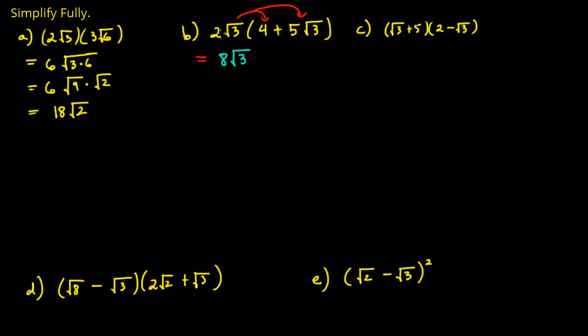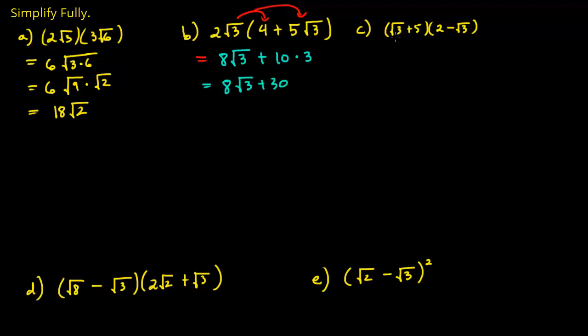And then I can multiply 2 root 3 times 5 root 3. Well, 2 times 5 is 10. And then I have root 3 times root 3, which is just 3. So I'll have 10 times 3. And this simplifies to 8 root 3 plus 30.